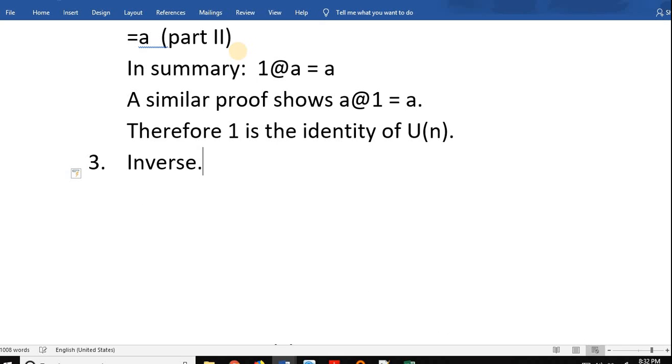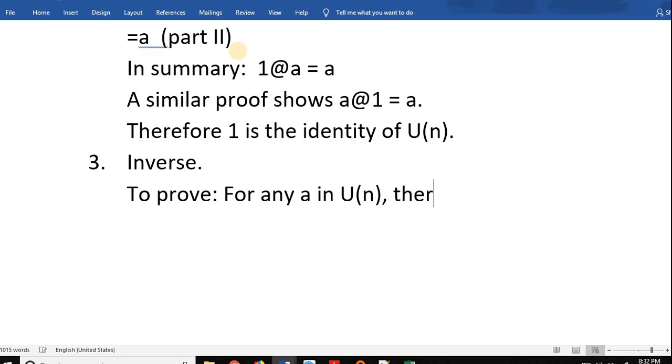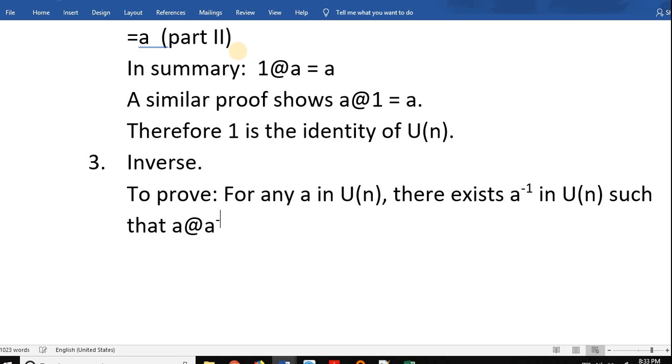Now, what do we want to prove? To prove for any A in U of N, there exists, let me just call it A inverse, in U of N, such that A at A inverse equals A inverse at A is equal to 1. I can say 1 here because I've already established that 1 is the identity. So this is what you want to prove. Please keep in mind what you want to prove.